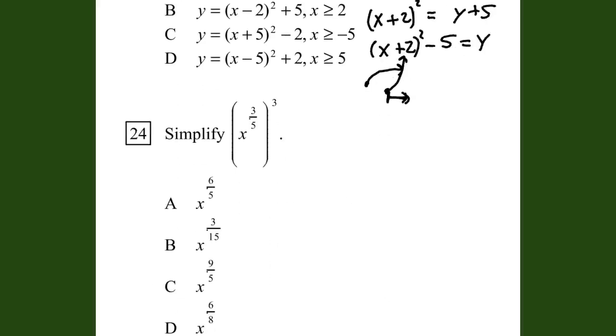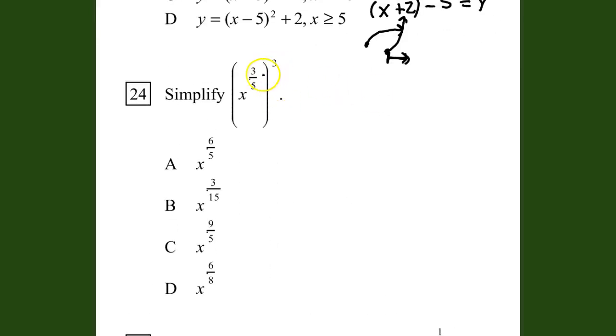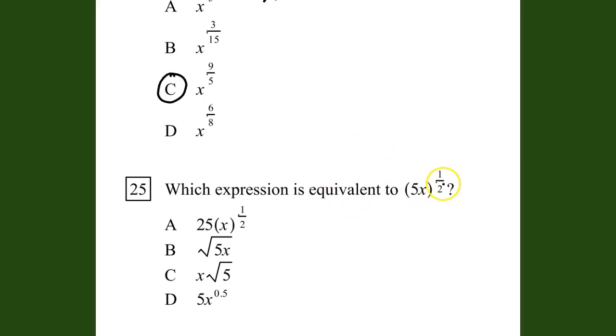All right, let's look down here at some exponent problems. So just recall that to solve these, you want to multiply those together. If you have a power to a power, multiply them together. So we'll have 9/5. If you multiply 3/5 times 3, you get 9. If it helps, you can do 3 over 1. So that's a pretty quick problem right there. That'd be C. Which is equivalent to 5x to the 1/2 power. Just remember, 1/2 power is the same as square root. So that's going to be the same as taking the square root of 5x. So that would be B.